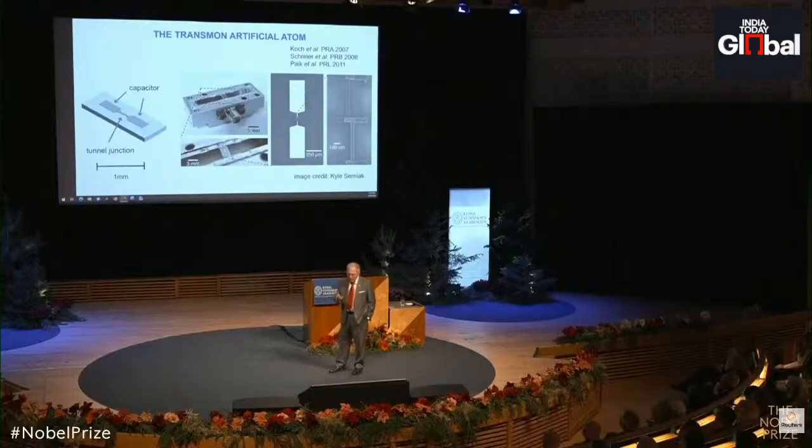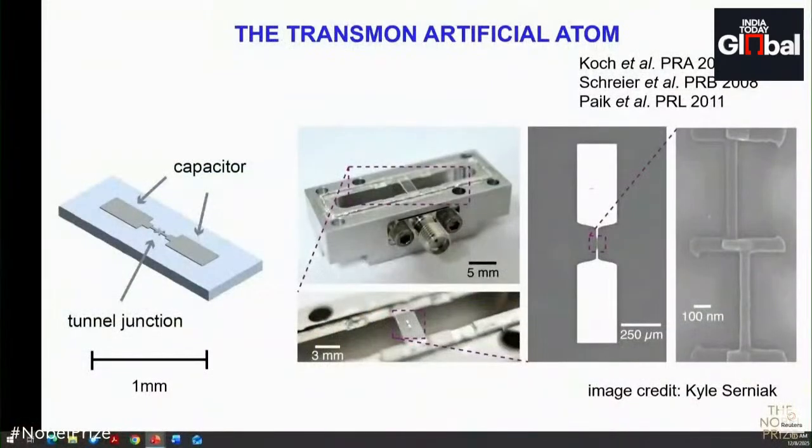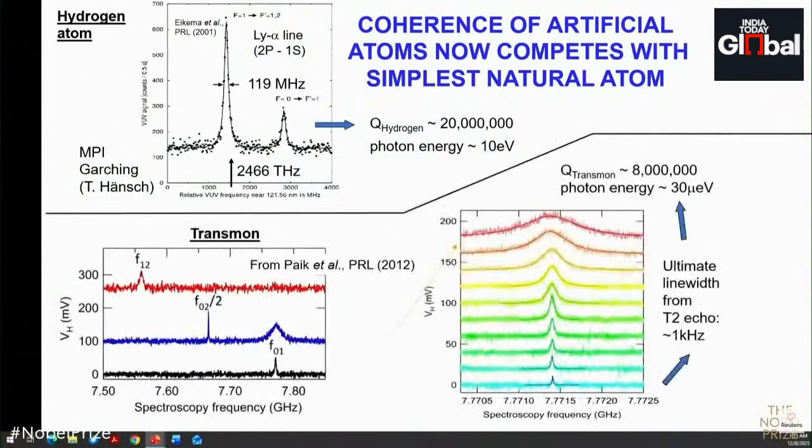And recently, by the way, this is an image of the transmon. And recently, I will have to rush here, but in the group of Nathalie de Leon and Andrew Houck at Princeton, the quality of these artificial atoms has been extended to a number which is basically that of the hydrogen atom.